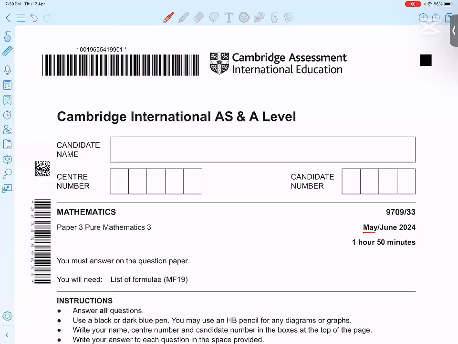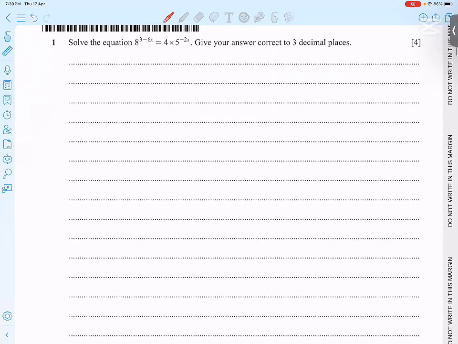Bismillah ar-Rahman ar-Rahim. June 2024, 33 variant, Pure 3 paper. We are going to start question number 1.